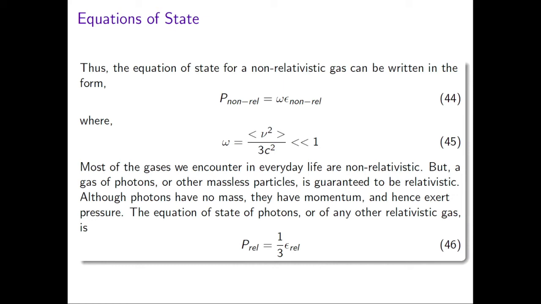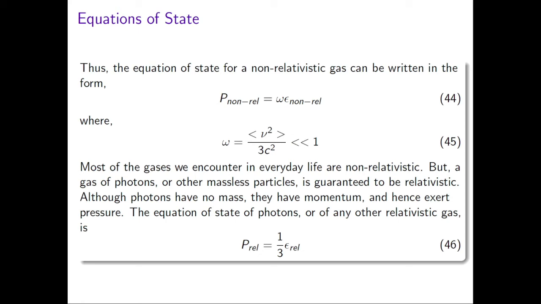But a gas of photons or other massless particles is guaranteed to be relativistic, right? Since photons are considered to have no rest mass, they attain the maximum speed that is attainable by any particle in the universe, as governed by the general theory of relativity. So although photons have no mass, they also have momentum, right?